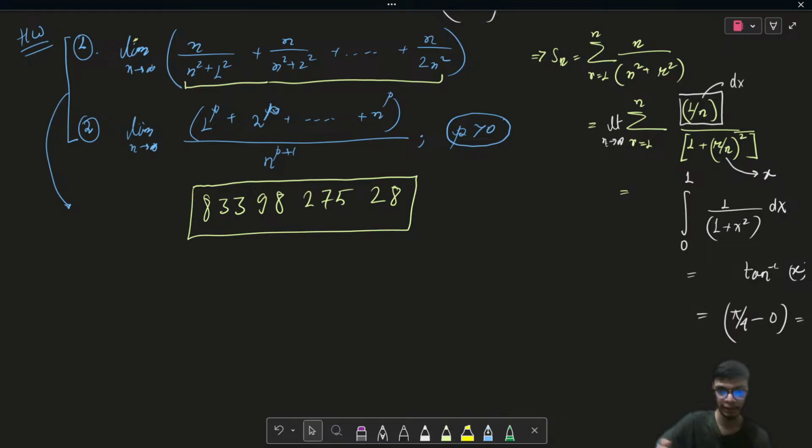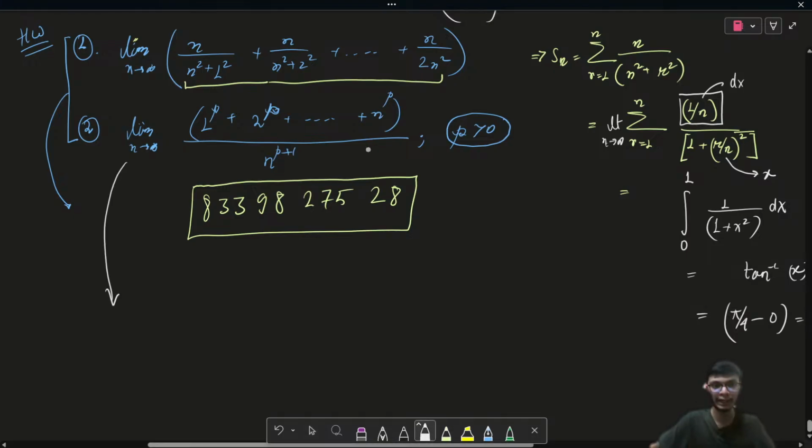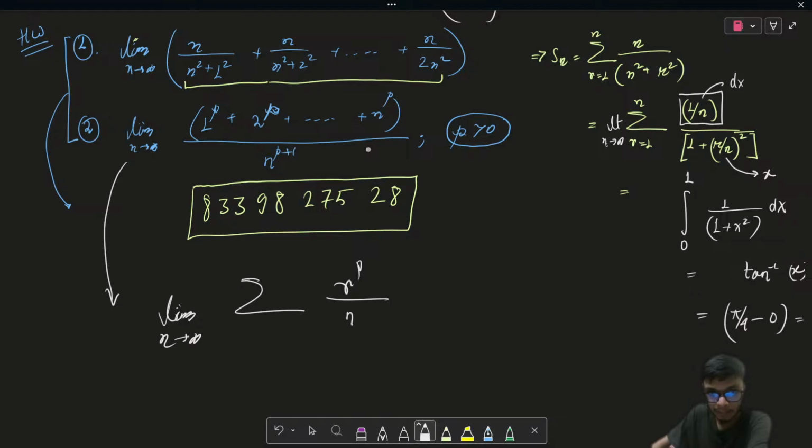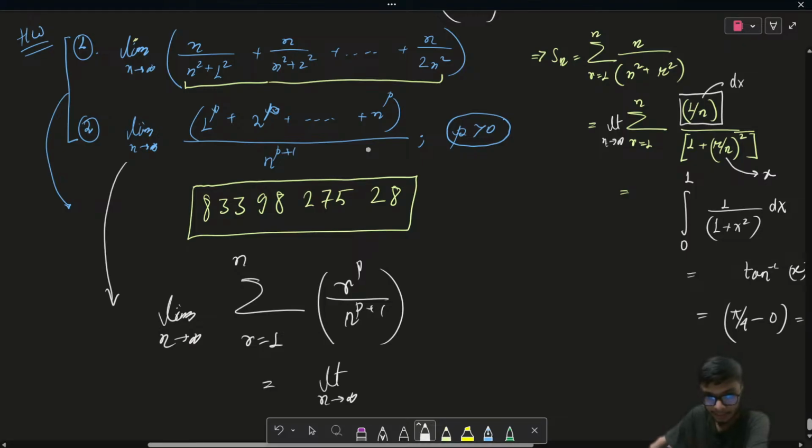Okay, so let's quickly jump into the second problem and see its solution. If we analyze the second problem, the relation can simply be given as the limit n tending towards infinity of the summation of r to the power p upon n to the power p plus 1, where r goes from 1 to n, which is a very easy question. So this will be the limit n tending towards infinity, then we'll have r upon n whole to the power p, into 1 upon n.